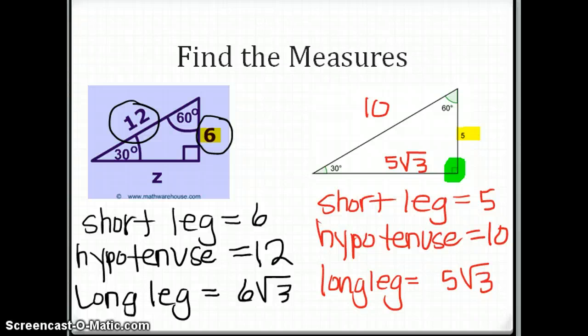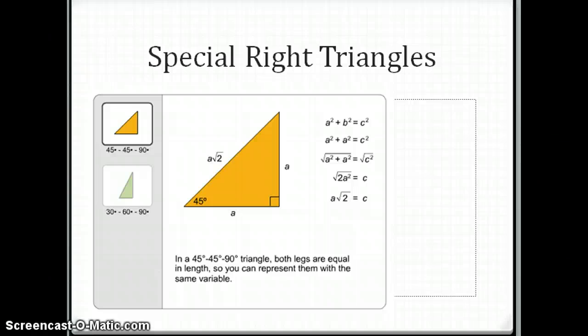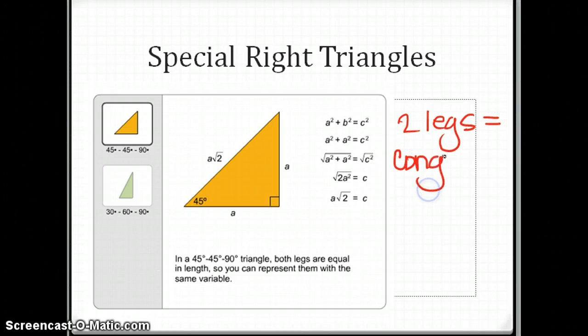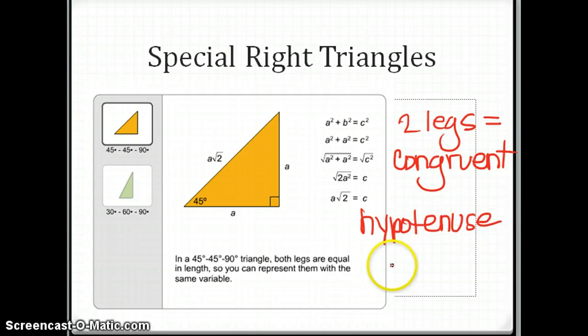Okay, so just to review, the 45, 45, 90, your 2 legs will be equal. So they're congruent. And then your hypotenuse is going to be the length of your leg, either one, since they're the same. So it'll be your leg times radical 2.